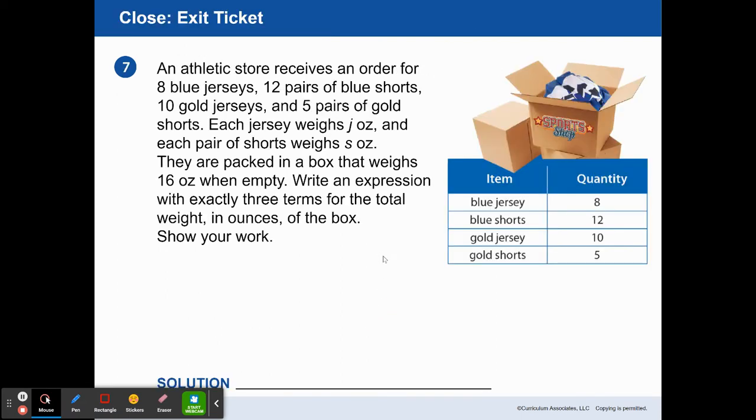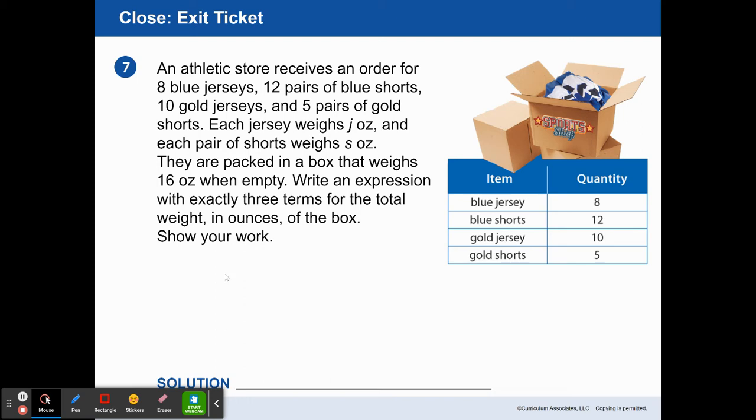All right, next question. An athletic store receives an order for 8 blue jerseys, 12 pairs of blue shorts, 10 gold jerseys, and 5 pairs of gold shorts. Now, luckily, they have put this over in a table over here of information for us, so we don't have to rewrite that information in an organized way. They organized it for us. Each jersey weighs J ounces, and each pair of shorts weighs S ounces. They are packaged in a box that weighs 16 ounces when empty. Write an expression with exactly 3 terms for the total weight in ounces of the box. And it says show your work.